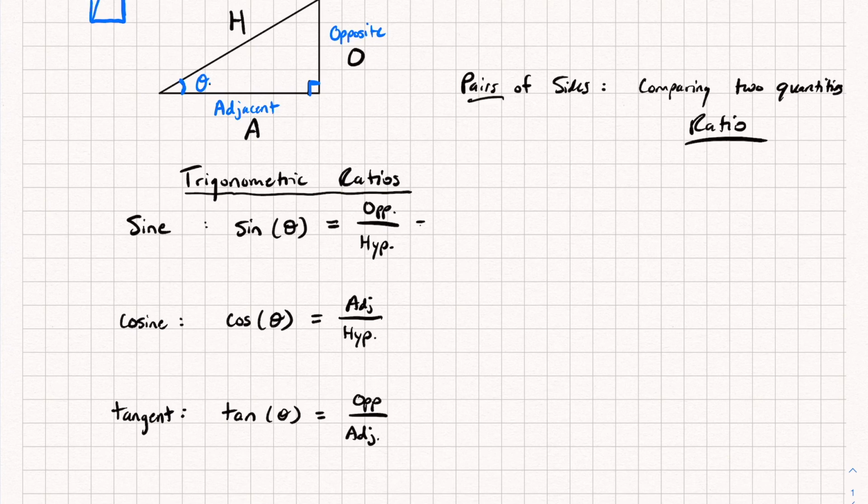You've been taught, and we just say O over H, A over H, and O over A. To help memorize this, you've learned different acronyms. The most famous one that has been taught for years and years and years is SOHCAHTOA. So sine, opposite over hypotenuse, cosine, adjacent over hypotenuse, and tangent, opposite over adjacent.